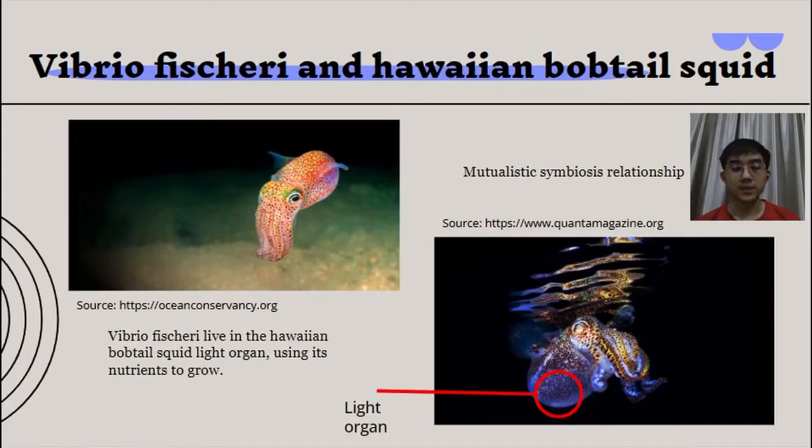In a symbiotic relationship with the Hawaiian bobtail squid, Vibrio fischeri also uses its bioluminescence ability to help the Hawaiian bobtail squid avoid predators. Here's how the relationship works. During initiation, the squid hatchling secretes a special mucus that attracts Vibrio fischeri into the squid's light organ, and Vibrio fischeri uses the Hawaiian bobtail squid's nutrients to grow and produce light.